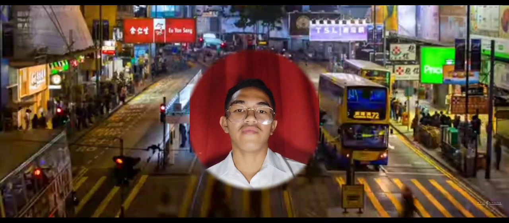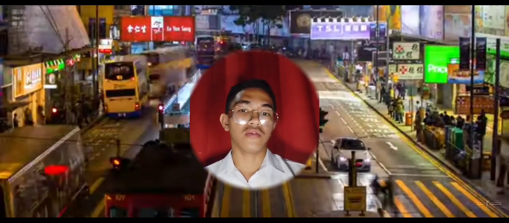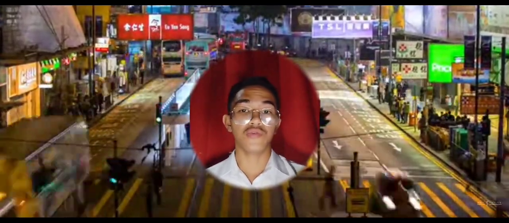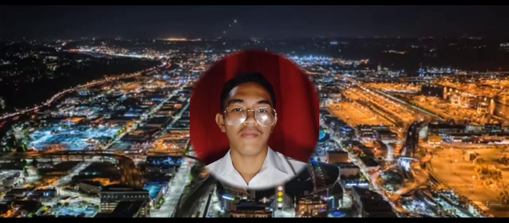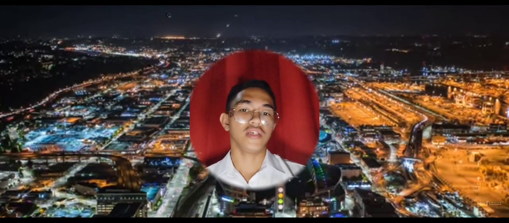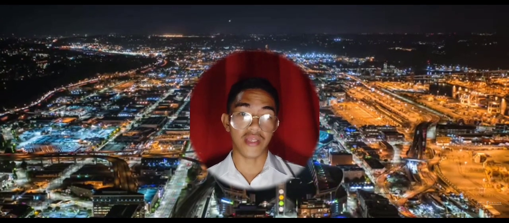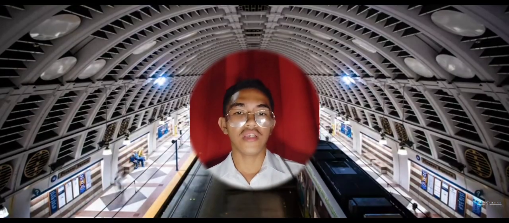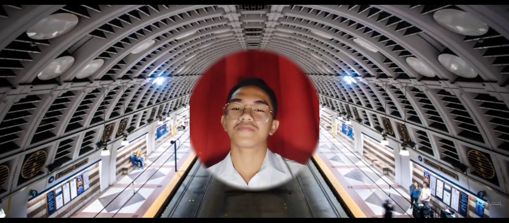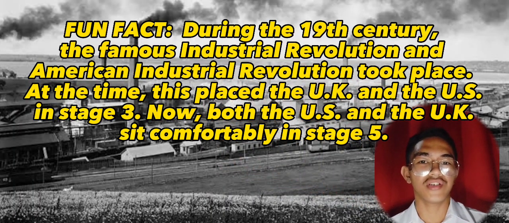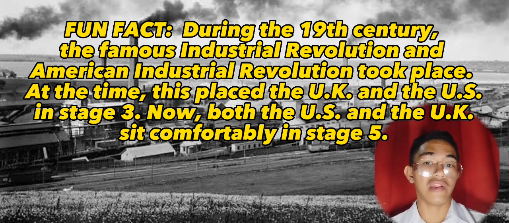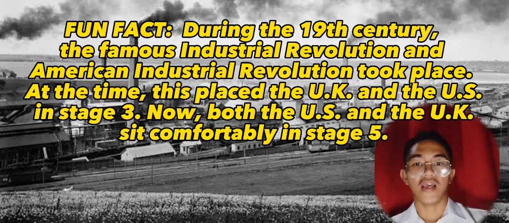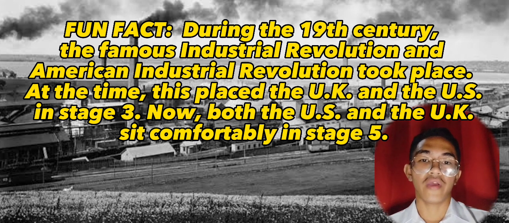An example would be a developing society that has met the preconditions to take off and has begun to flourish. This society begins to centralize around a certain industry and economic growth dominates. In this stage, a few key industries are driving economic growth. Fun fact, during the 19th century, the famous Industrial Revolution and American Industrial Revolution took place. At that time, this placed the UK and the US in stage 3. Now, both the US and the UK sit comfortably in stage 5.